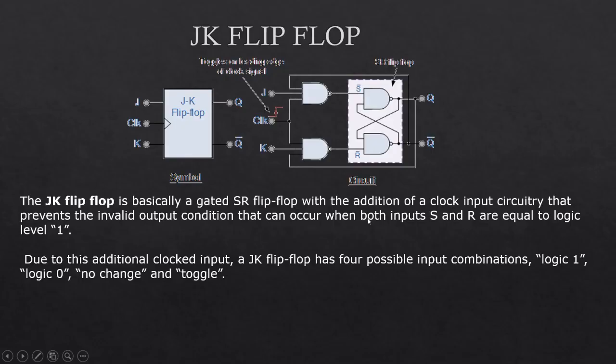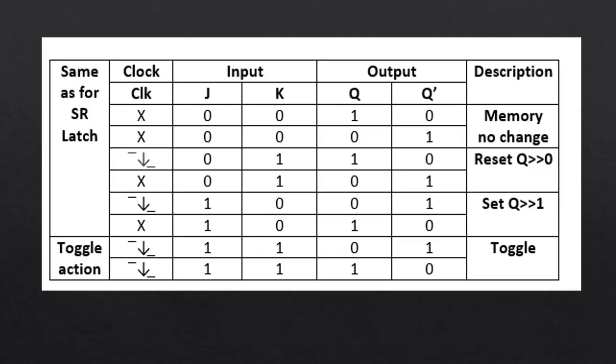The next flip-flop is the JK flip-flop. This is basically a gated SR flip-flop, with the addition of a clock input that prevents the invalid output condition that can occur when both the values of S and R are equal to the logic level 1. Because of the addition of this clocked input, a JK flip-flop has 4 possible input combinations, which are logic 1, logic 0, no change and toggle. These are the 4 possible input combinations in a JK flip-flop.